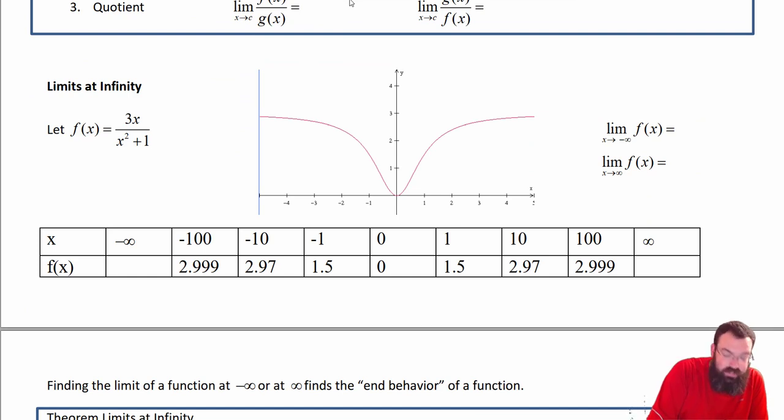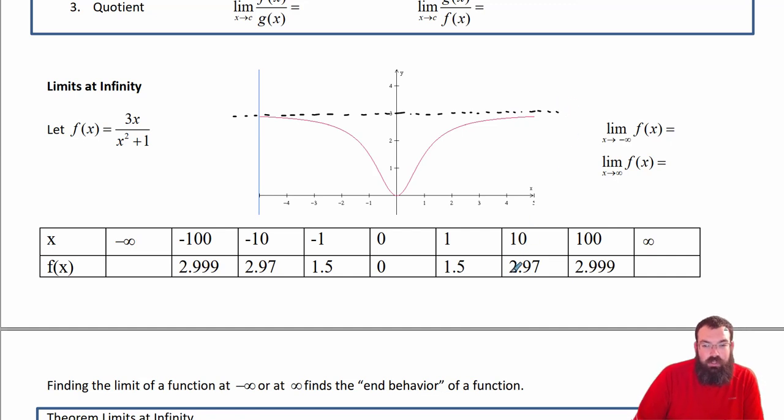We got some limits at infinity. Okay, let's see what we got here. We got 3x over x squared plus 1, and I want to find the limit at negative infinity, and I want to find the limit at positive infinity. Well, because this function, okay, it kind of looks like a v here, but it's good so far. That's pretty good. It's approaching 3 in both directions, so the answer is going to be 3 in both directions. They do not always have to be the same.